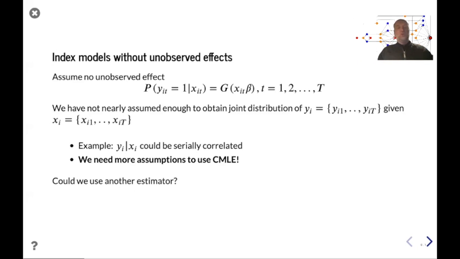So in order to move on, we need to make more assumptions to do conditional maximum likelihood, which models in full the conditional distribution of yi conditional on xi for the entire sequence over time. That sounds pretty intimidating at this time. So the question is, could we use another estimator than conditional maximum likelihood, at least to begin with?